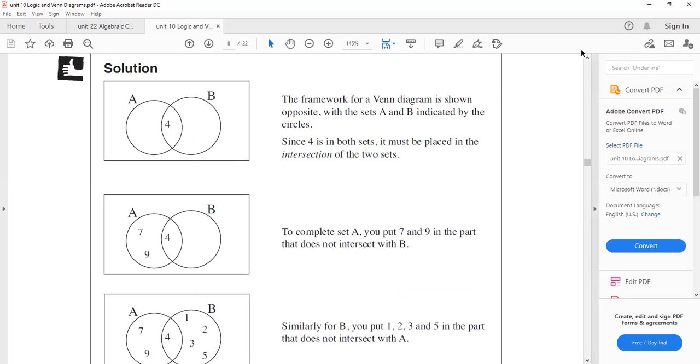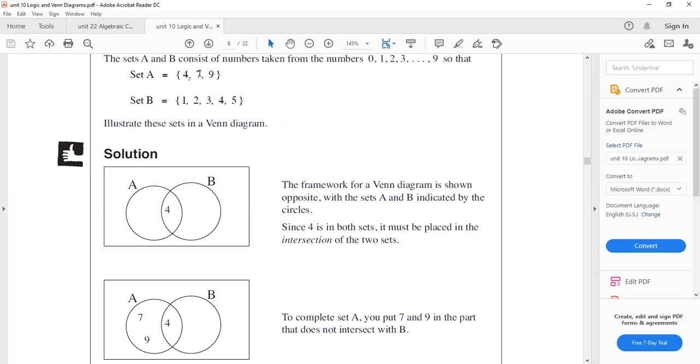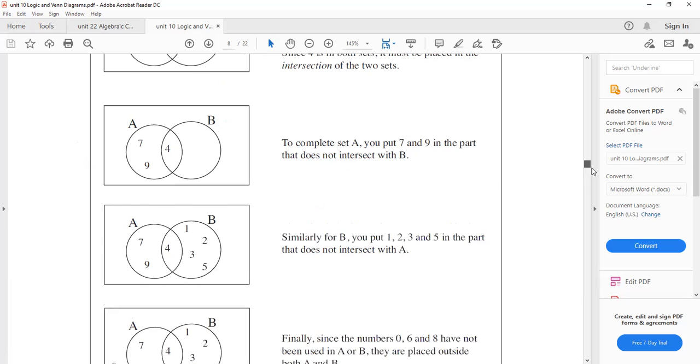Then you form the rest of the diagram. We know that set A also has 7 and 9, so you put 7 and 9. The 4 would have already been there. So set A is complete in terms of the representation: 4, 7, 9. Set B now, we just need to include 1, 2, 3, and 5 because 4 is already there, right? And that's what they did.